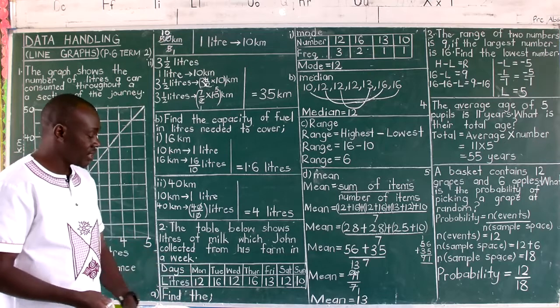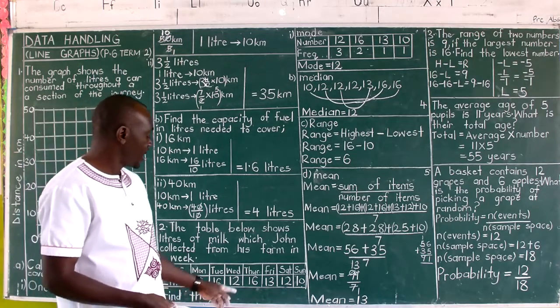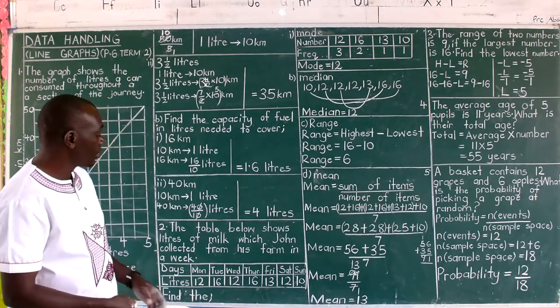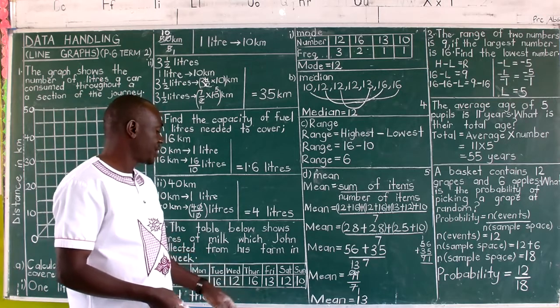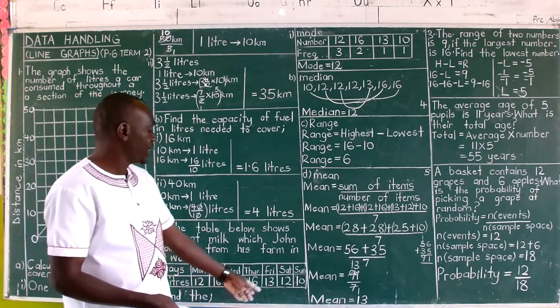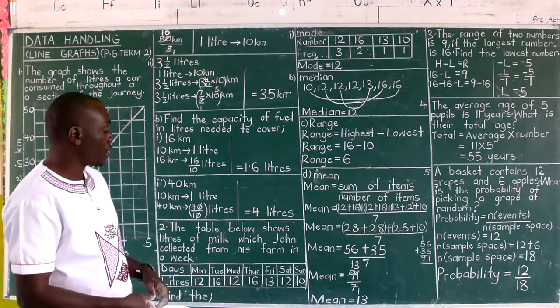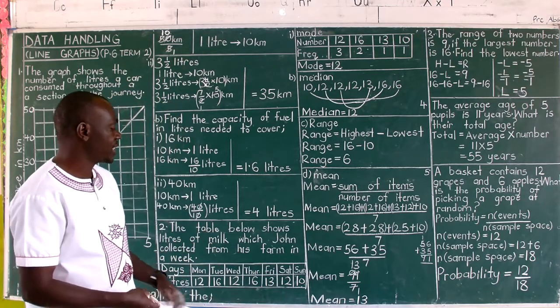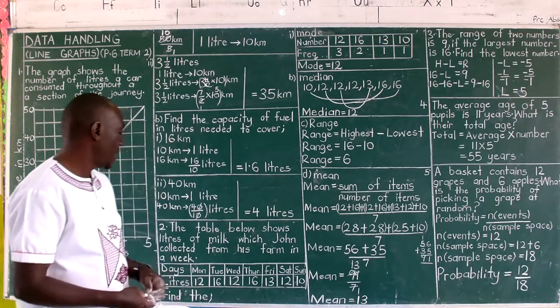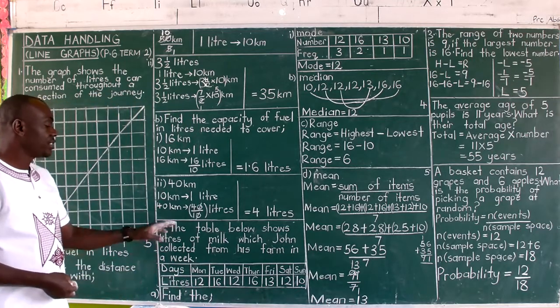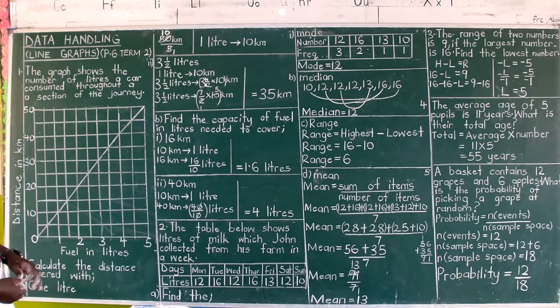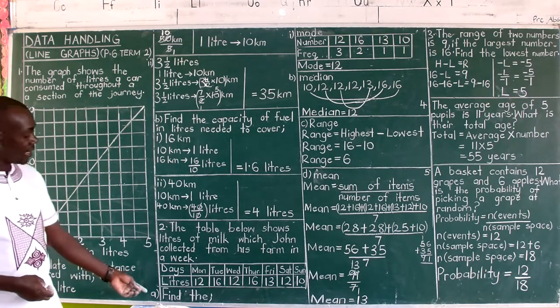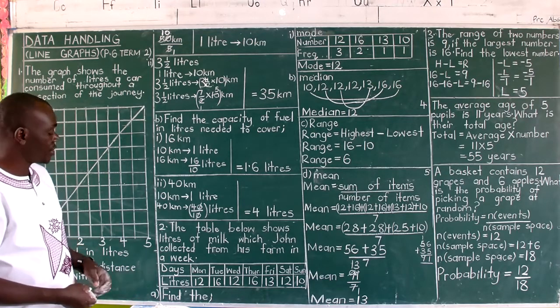On Tuesday, 16 liters of milk. On Wednesday, 12 liters. Then on Thursday, 16 liters. On Friday, 13 liters of milk were collected by John. Then on Saturday, he collected 12 liters. Then on Sunday, he collected 10 liters. Having studied the data, we shall answer the questions.